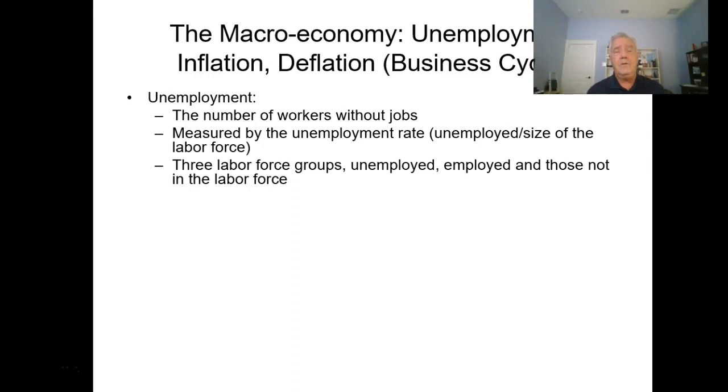You divide the number of workers in the labor force into the number of people unemployed. That gives you the ratio or the rate of unemployment. And as I said, we like to see that around 5%. That's what we call normal unemployment. So how do we measure that rate? As I said, unemployment by the size of the labor force.